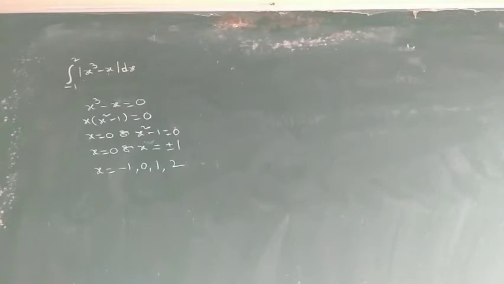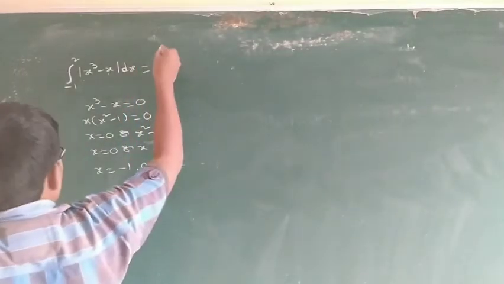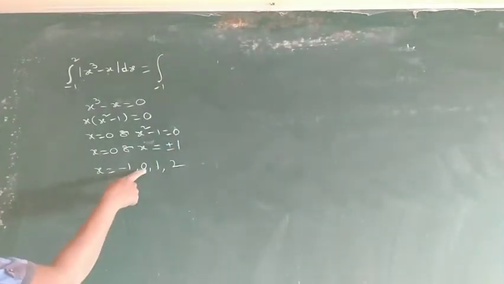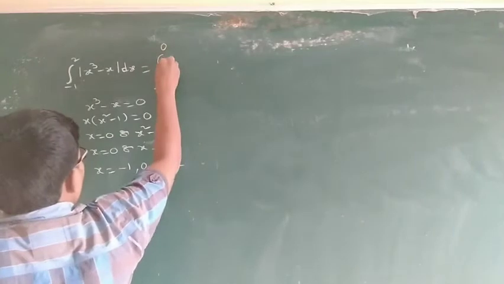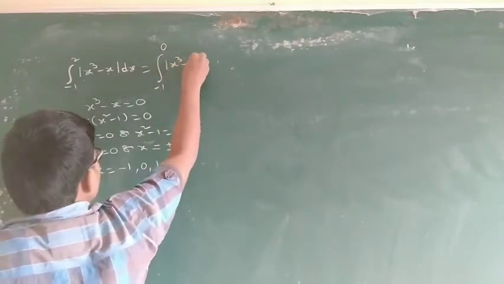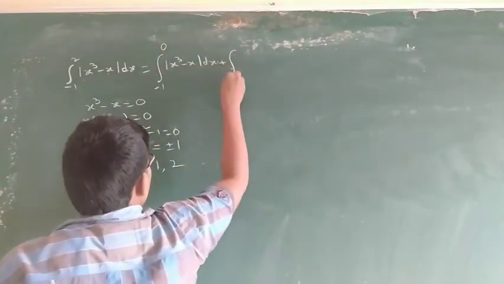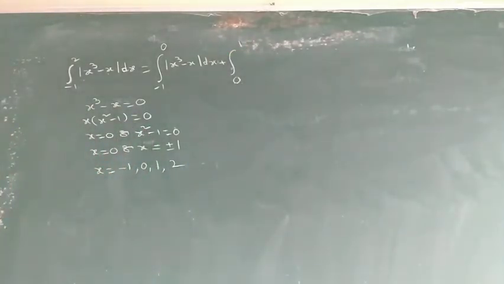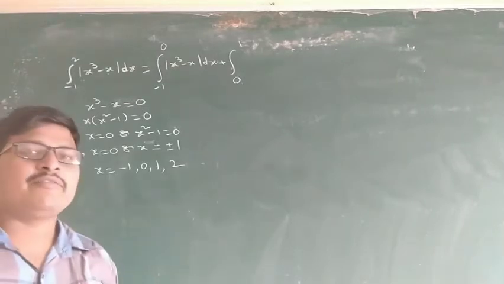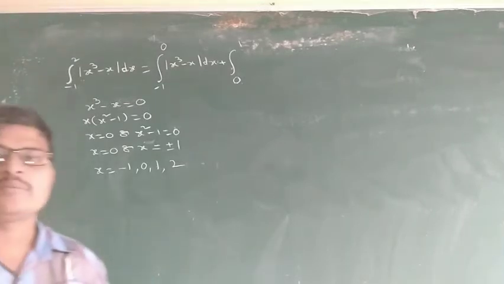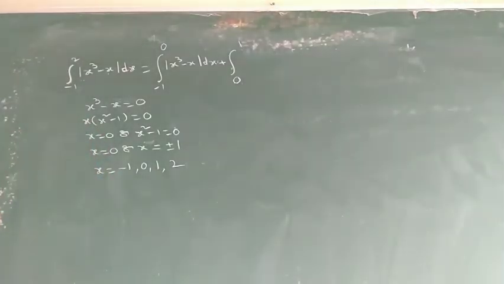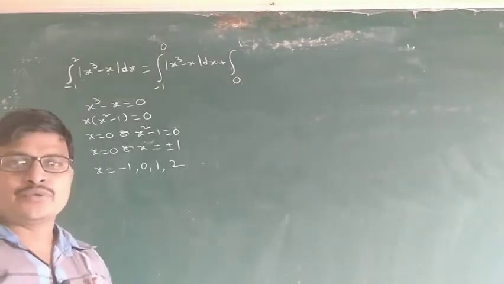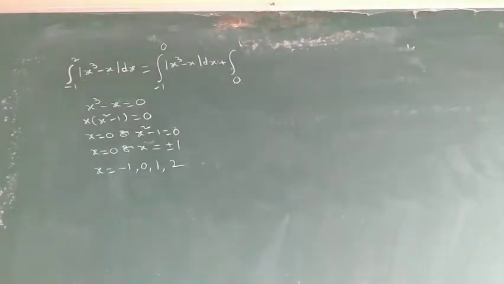So this integration splits into a number of integrations. First, from minus 1 to 0, mod of x cube minus x dx, plus the integral 0 to 1. This is the P2 property. What is the P2 property? Integral a to b of f of x dx is equal to a to c plus c to b. The same as before, it splits into 2 integrations; here it splits into 3 or more.